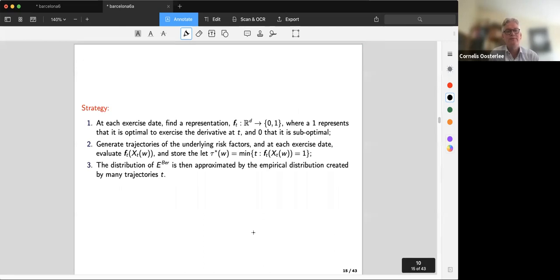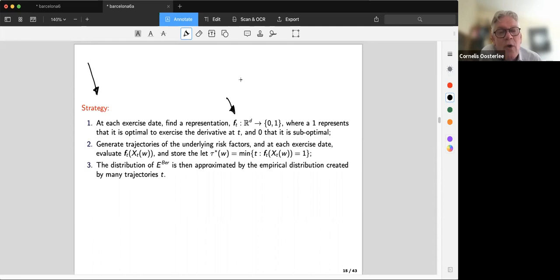Now, what we will do is the following. So this is our strategy, the strategy that worked in one paper for one option only, and now it is also generalized to multiple options in a portfolio. So at each exercise date, we would like to find a representation, boldface F, which goes from R^D to {0, 1}, where a 1 represents that it's optimal to exercise the derivative at time t, and the 0 says that it's suboptimal.